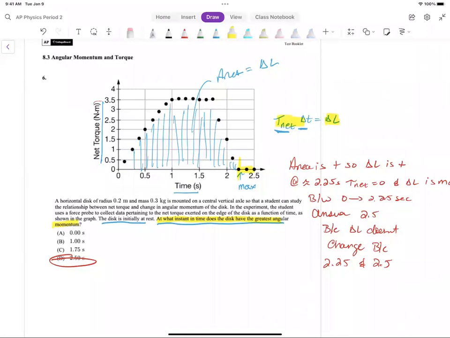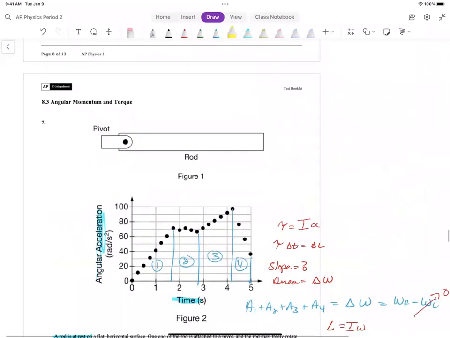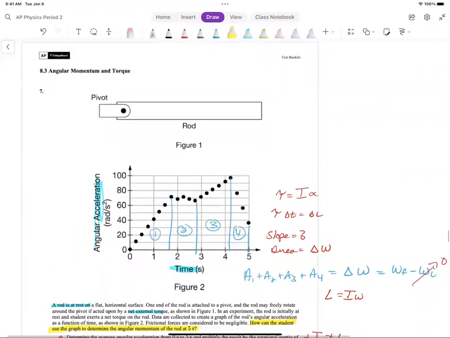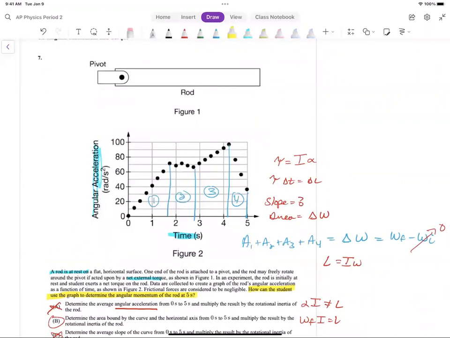Okay. Number 7, same kind of graph. Well, not exactly the same. Angular acceleration versus time. The slope gives me radians per second cubed. That doesn't help me. The area gives me the change in angular velocity. And they want to know how we can use a graph to determine angular momentum after 5 seconds.